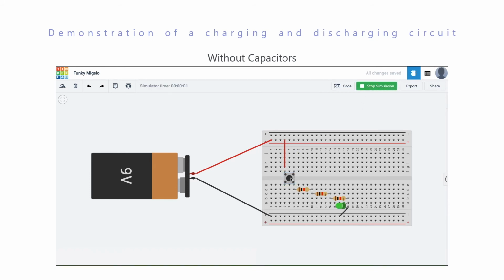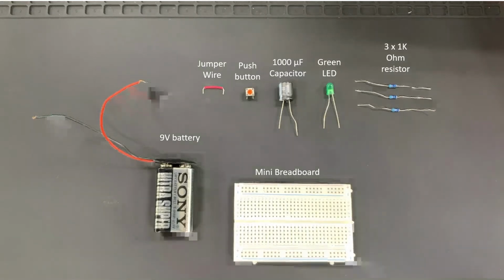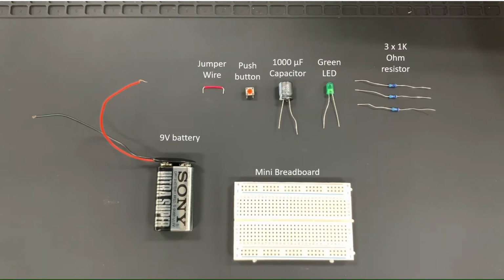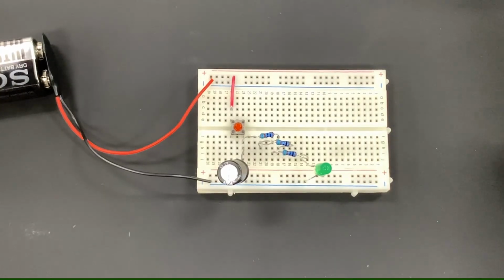If capacitors are not used in this circuit, when the push button is pressed, the LED will still continue to light up. However, when the push button is being released, the LED will go off immediately. To follow along, please lay out the components as shown here. This is how the connected circuit will look like in real life. Now, let's get our hands dirty by following along with the tutorial to connect the components one by one.